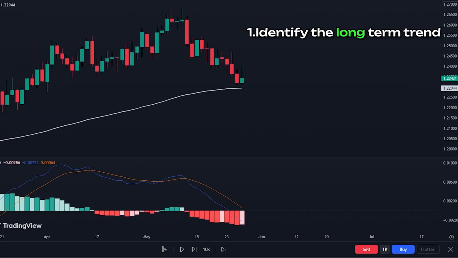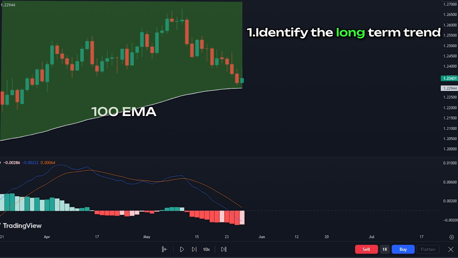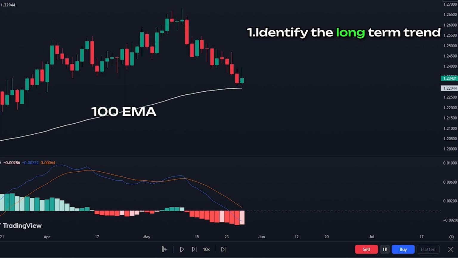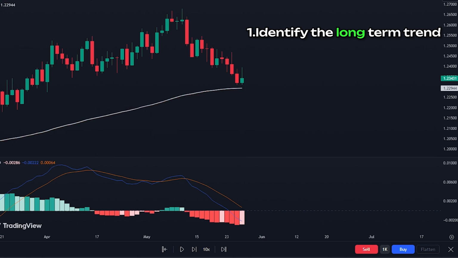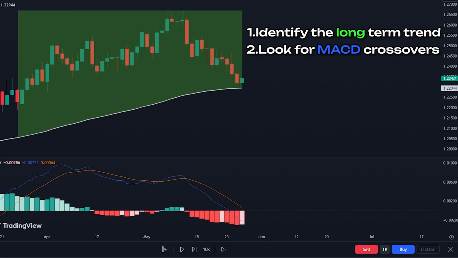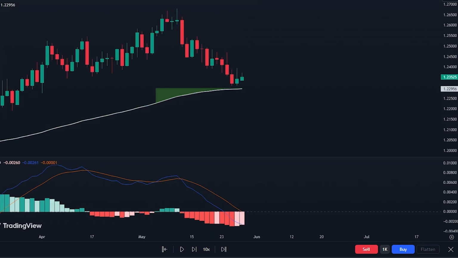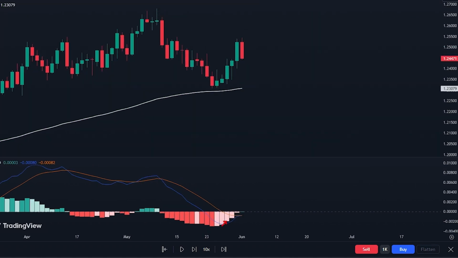First, you want to identify the long-term trend by looking at the 100 EMA. If the price is above the 100 EMA, it indicates that the long-term trend is up, and if the price is below the 100 EMA, it indicates that the long-term trend is down. As soon as you identify the trend, the next move is to search for MACD crossovers aligned with the long-term trend signal. In this specific instance, we can see an upward long-term trend, which indicates that we exclusively act on signals when the MACD crosses over upwards. This is the point where you initiate a long position.